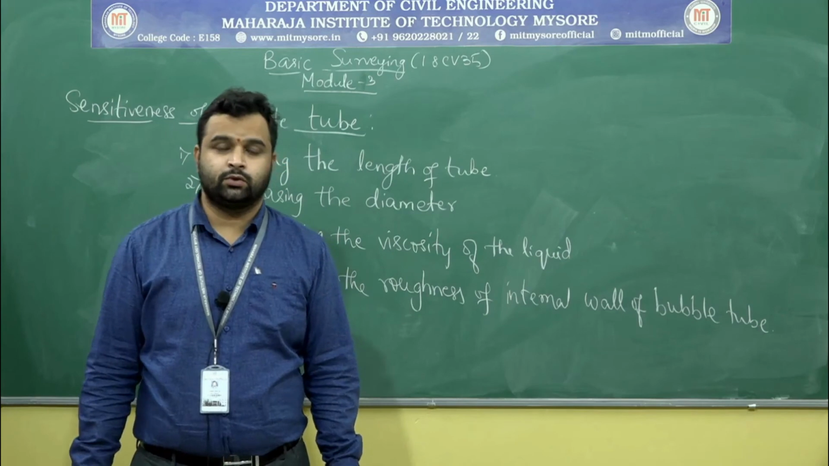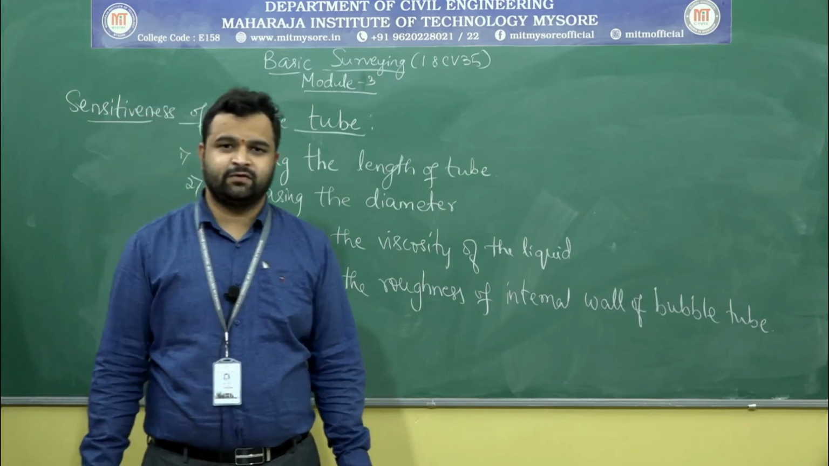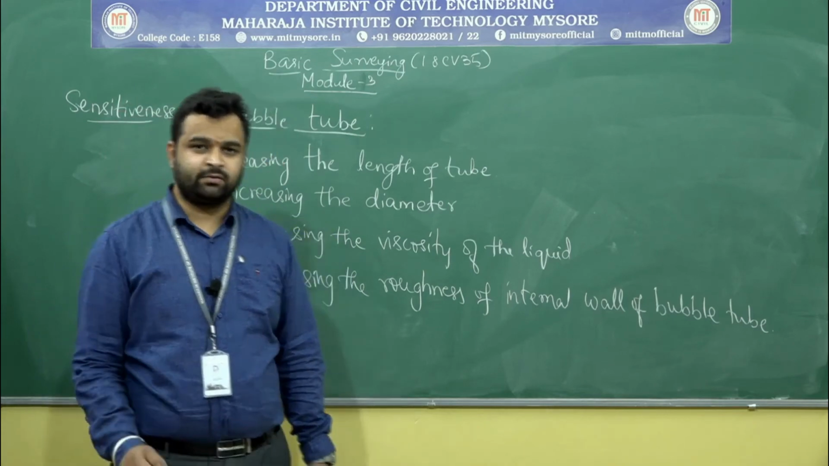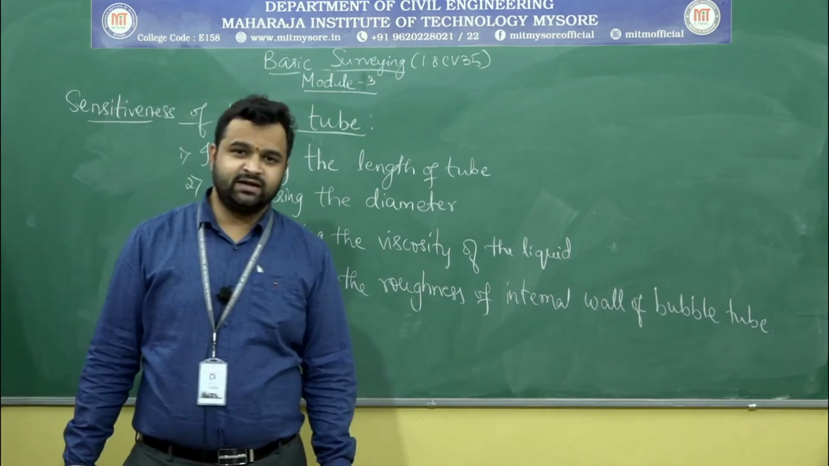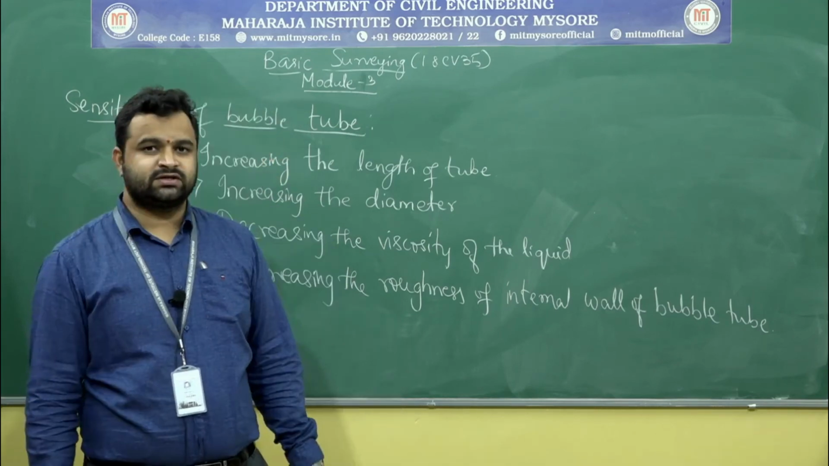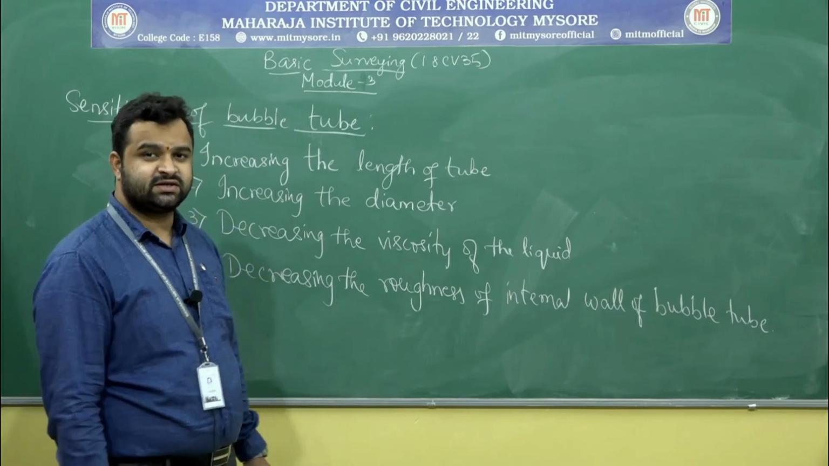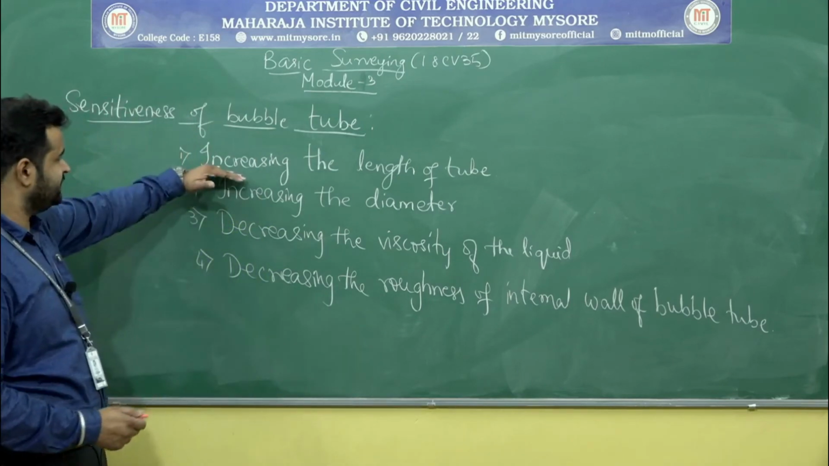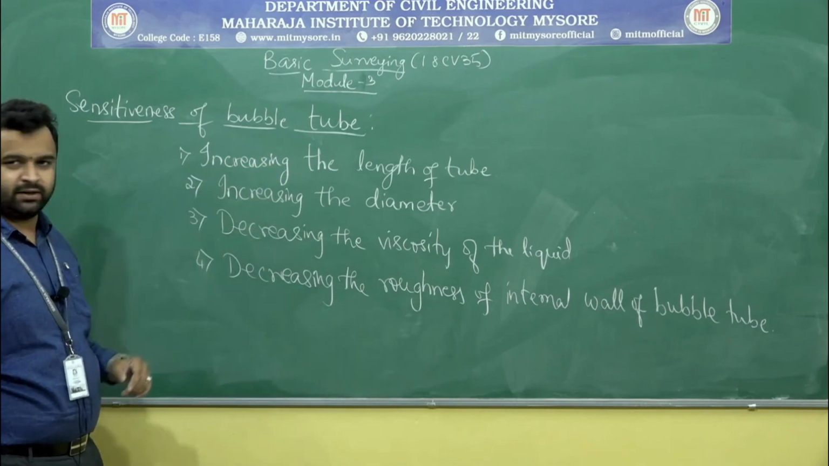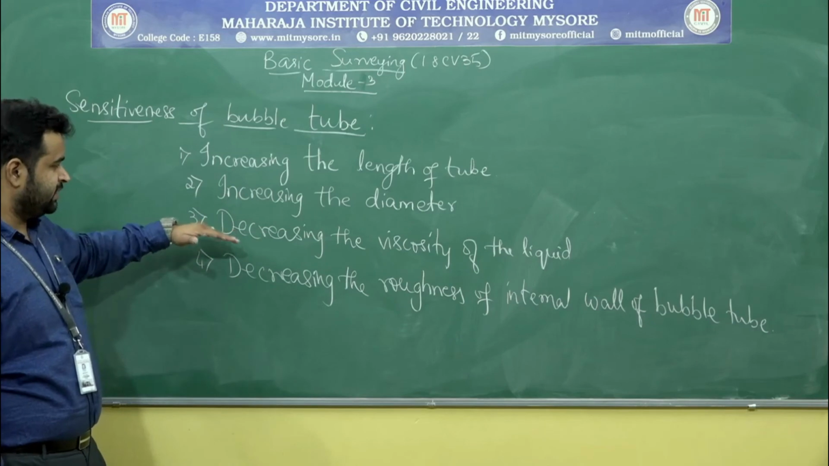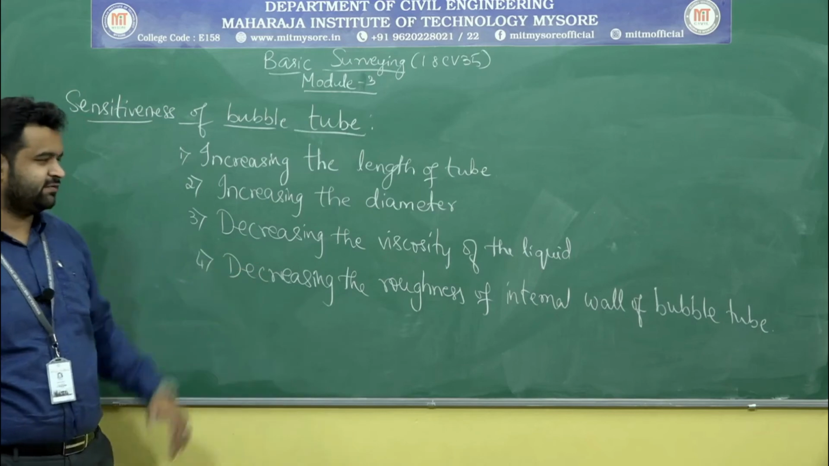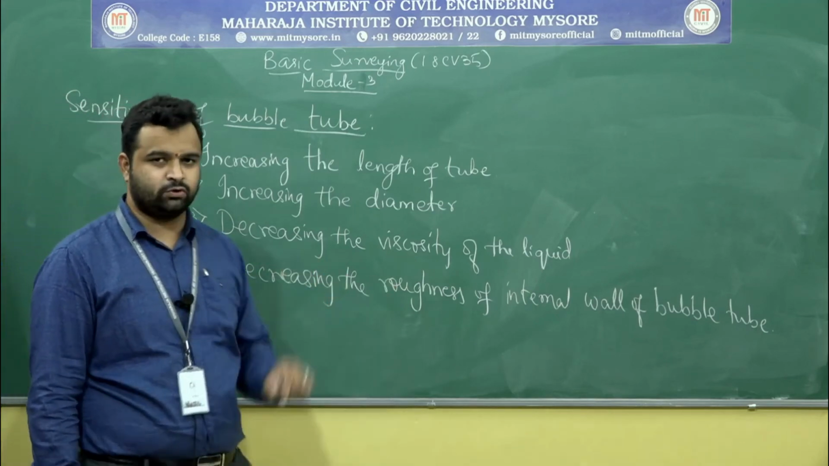Okay. So, what is sensitivity? Sensitivity of a bubble tube is defined as the angular value of one division of the bubble tube. Okay. Generally, the linear value of one division is kept as 2 mm. Next, how can you increase the sensitivity of bubble tube? It can be increased by increasing the length of the tube, by increasing the diameter, by decreasing the viscosity of the liquid, and by decreasing the roughness of internal wall of the bubble tube.